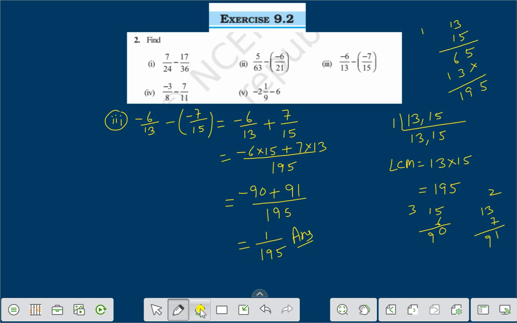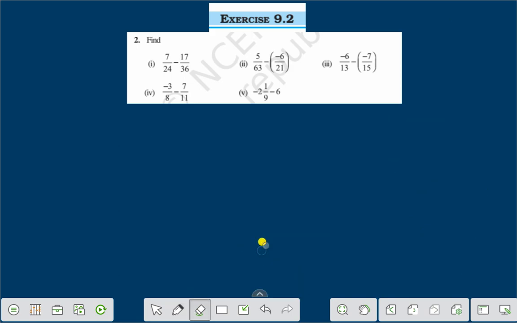Next we'll solve question number 4. Question number 4 is minus 3 by 8 minus 7 by 11. Find the LCM of 8 and 11. It will be divisible by 1 only, that is 8 by 11.